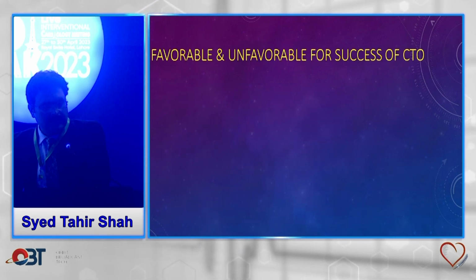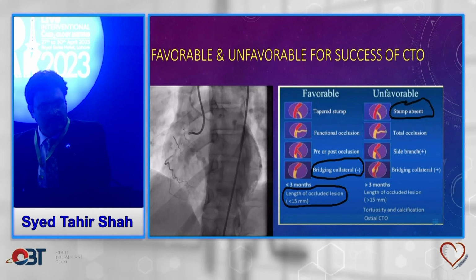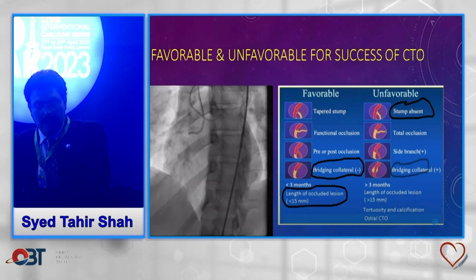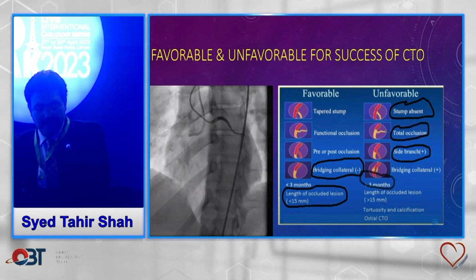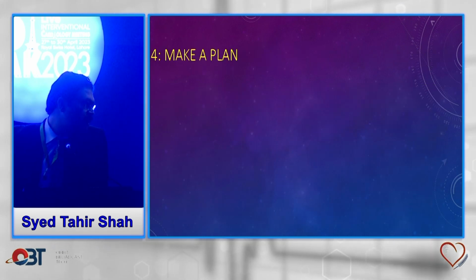Werner classification, skip it. Favorable and unfavorable in my case is bridging collateral and length of the occluded lesion. There is no bridging collateral, these are favorable. Unfavorable: stump absent, total occlusion, side branch is present, and there is more than 3 months of occlusion. It will take 2-3 minutes, sorry.